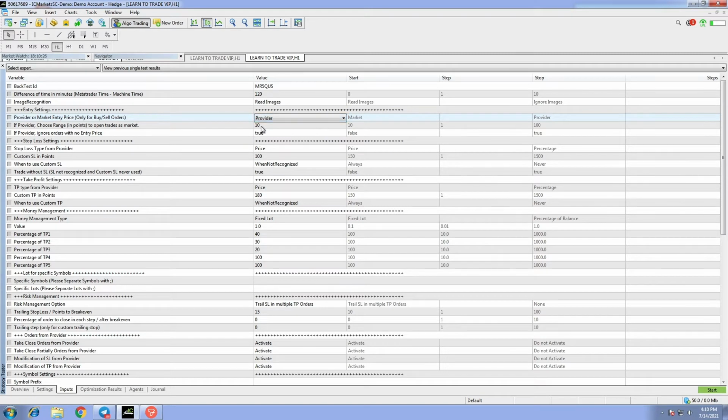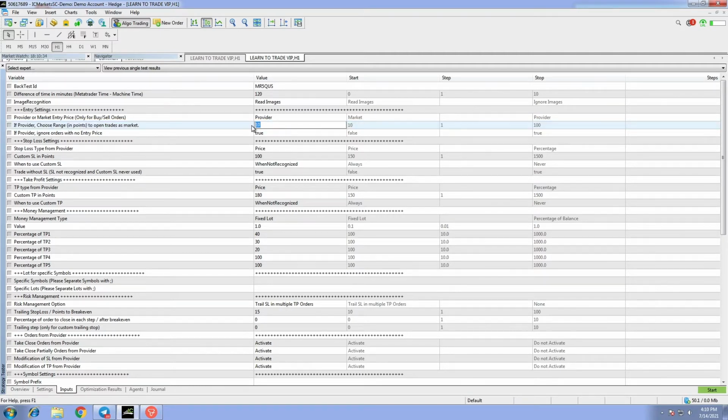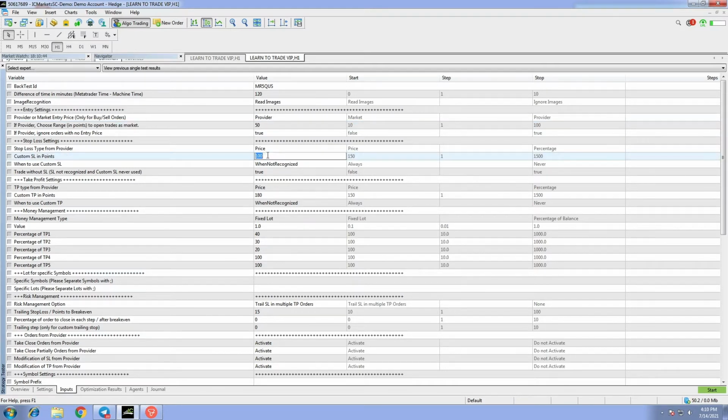First, we will set the entry price to Provider. In the next tab, we set it to 50 points. For Stop Loss, we will set Custom to 130. As for Take Profit, we will set Custom to 120. For Money Management, we will set Fixed Lots to 1.3.